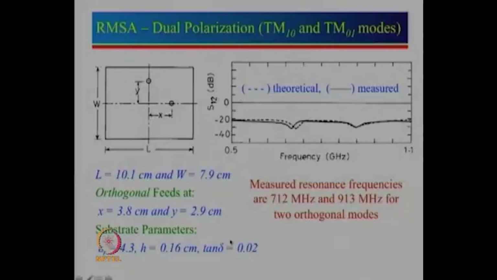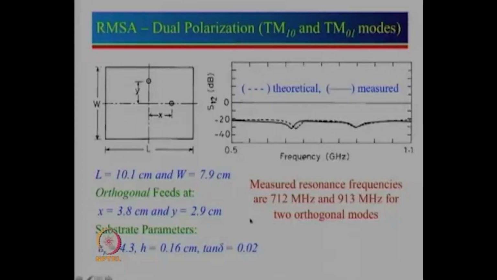These are the substrate parameters. You can see that a lossy substrate has been used just for the study of performance. Corresponding to 10 centimeter, the resonance frequency is around 712, and corresponding to 7.9 the resonance frequency is 913. You can do this quick calculation using the design equations we have given earlier. By using this technique one can get very good isolation between the two frequencies, but remember one thing: this one will give E field in this direction, and this will give E field in this direction. So this is nothing but dual polarization or orthogonal polarization.